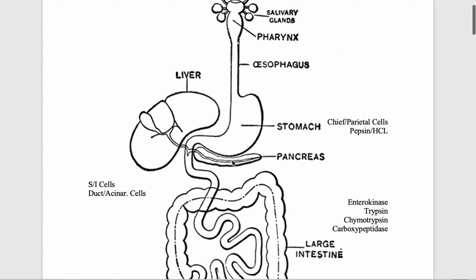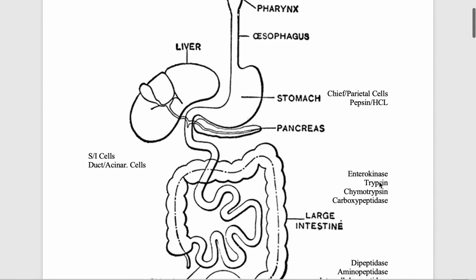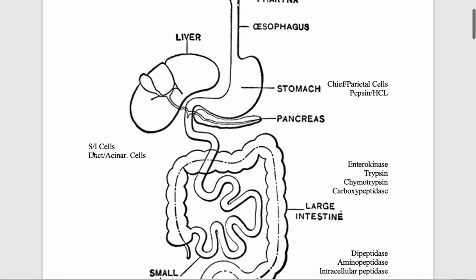Moving on to the duodenum here, we'll have enterokinase, which is going to activate trypsin, and then trypsin is going to then activate our two other zymogens here, chymotrypsin and carboxypeptidase. The S cells here are going to activate our duct and acinar cells to release bicarb from the pancreas into the duodenum here to activate all these zymogens.